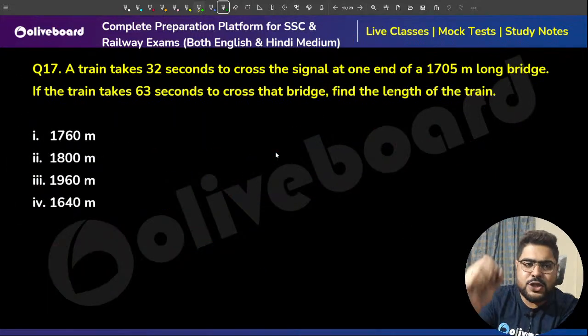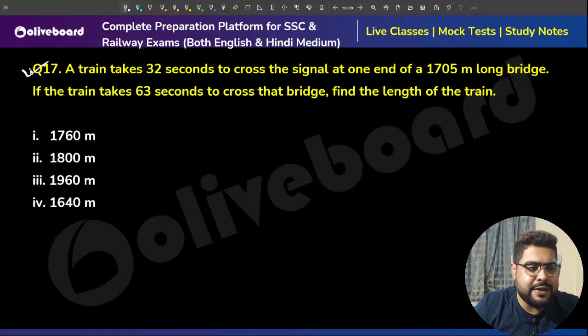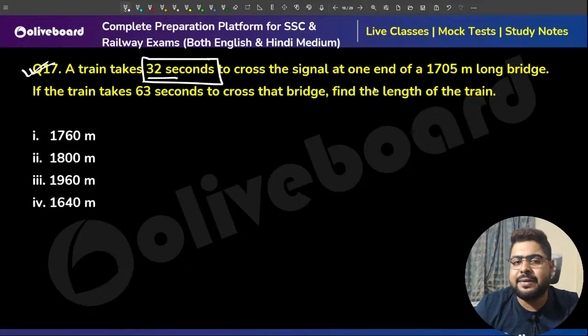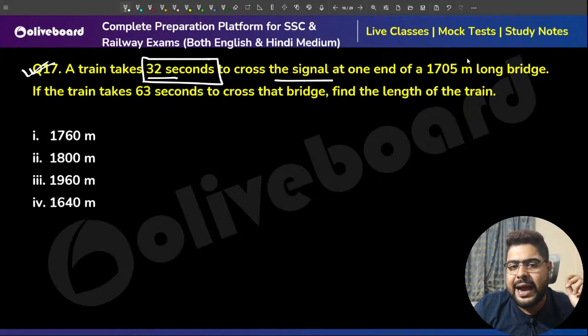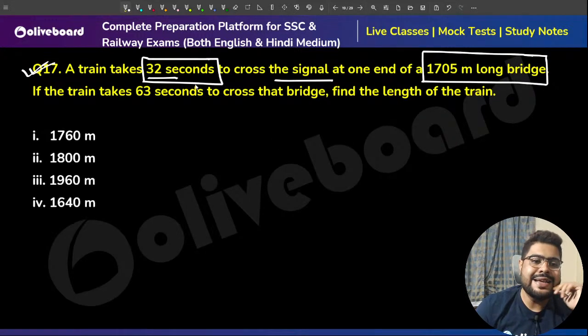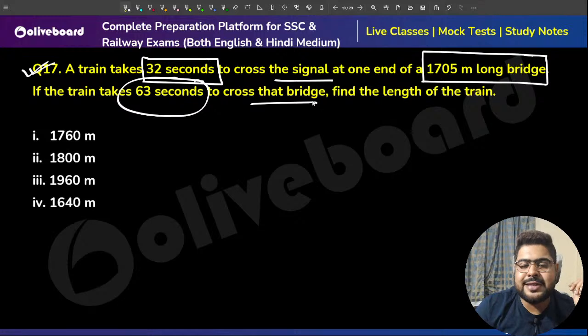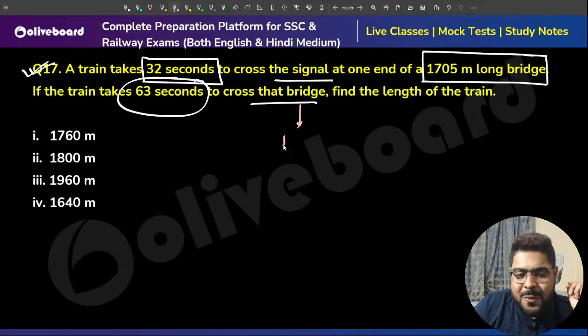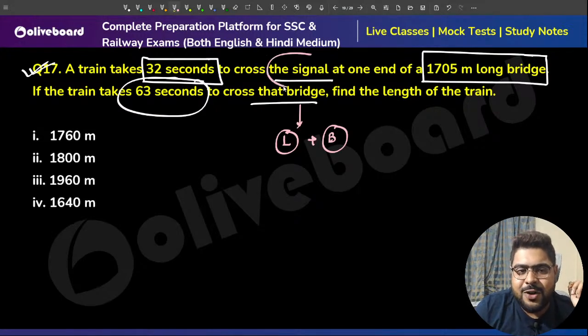Okay, sir, let's do the other questions very quickly. A train takes 32 seconds to cross the signal at one end of a bridge. Again, a very simple question. It takes 63 seconds to cross that bridge. Very, very simple, sir. Whenever crossing the bridge, it is crossing its own length plus the length of the bridge. Whenever it is crossing the signal, it is crossing only its own length.